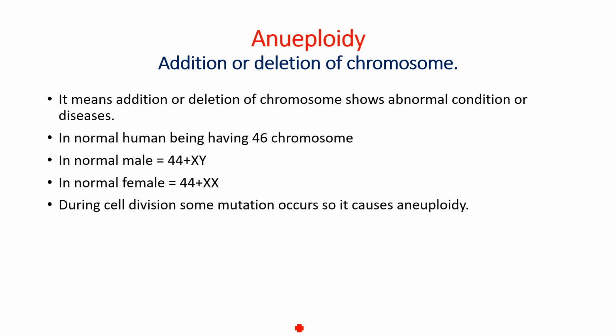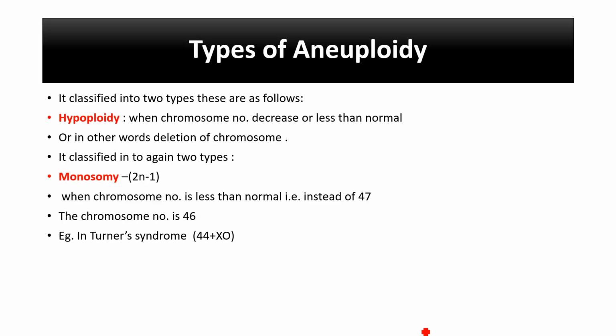Normal male has 44 plus XY, that is the 6 chromosome termed X and Y in case of the male body, while the normal female has 44 plus XX. Okay, this is the chromosome pair observed in the male and female body. And during cell division, some mutation occurs, and so it changes and shows the aneuploidy.